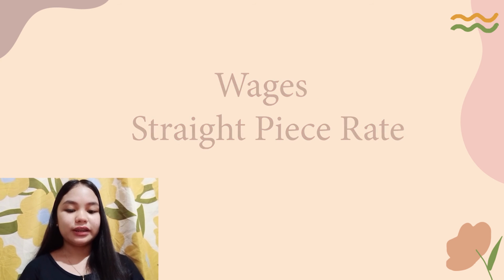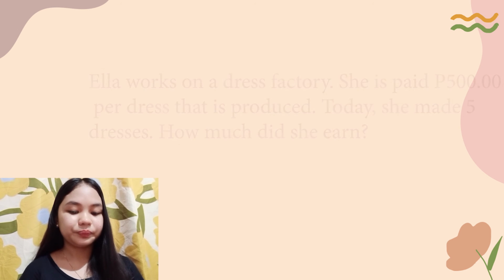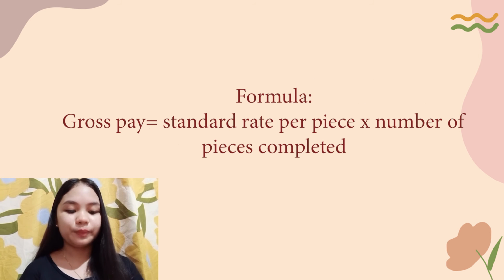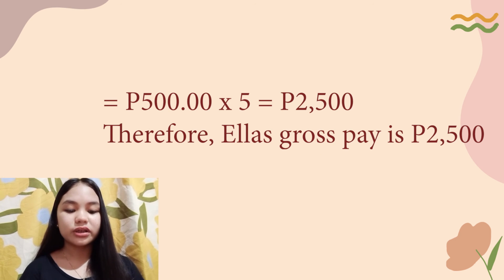Let us proceed to wages. Straight piece rate. Ella works in a dress factory. She is paid 500 pesos per dress that is produced. Today, she made 5 dresses. How much did she earn? The formula is gross pay equals standard rate per piece times number of pieces completed, equals 500 pesos times 5. Now we get 2,500 pesos. Therefore, Ella's gross pay is 2,500 pesos.